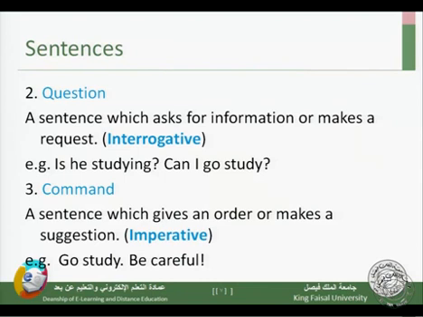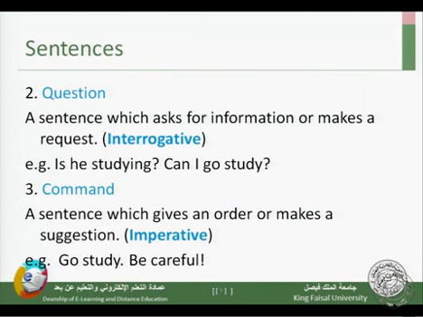And we can sometimes call questions interrogative. So interrogative sentences are questions like the ones you have in the two examples here. Is he studying? So here we have a question asking for information. So asking, is this person studying or not? So it requires an answer. It requires that we supply it with information. So this is a question.